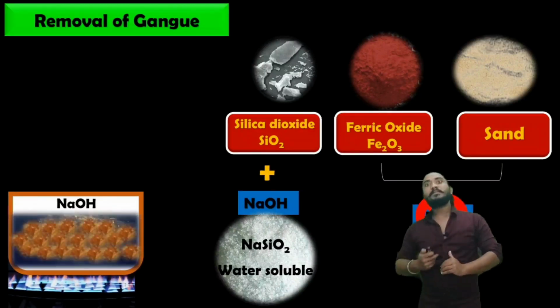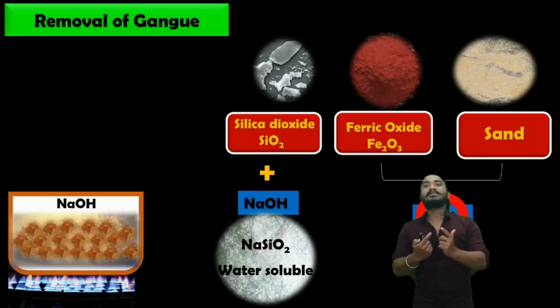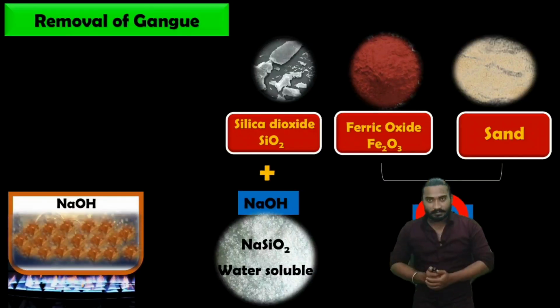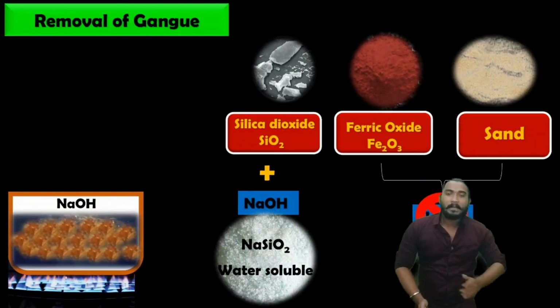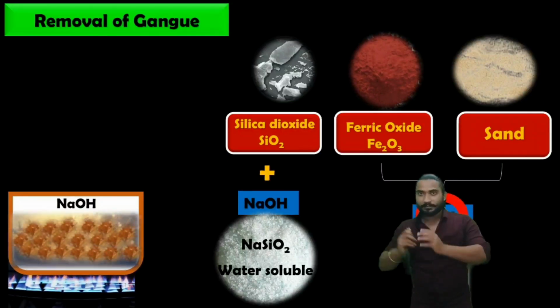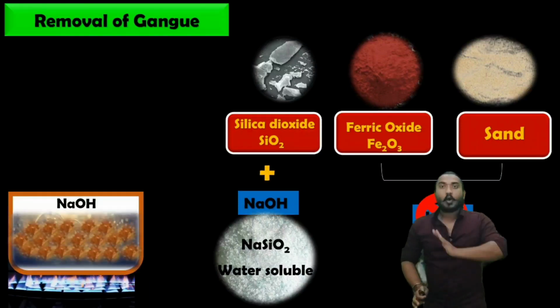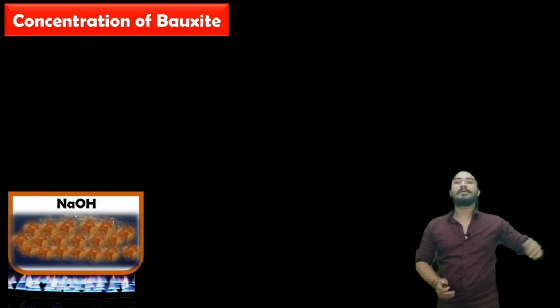NaOH itself is a base. Two bases cannot react with each other. They turn into a mixture. Hence, we remove these two gangue particles by the process of filtration. Now all the gangue particles are removed completely.